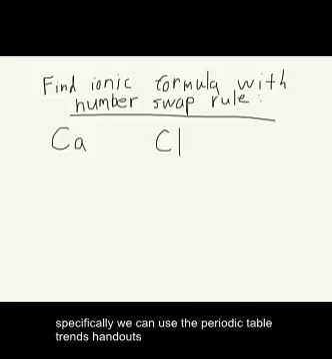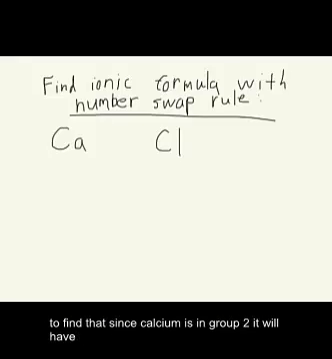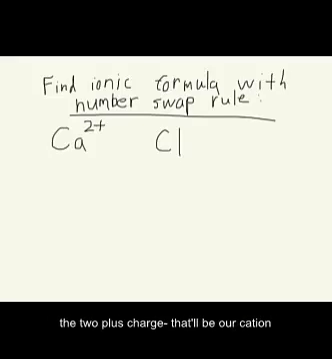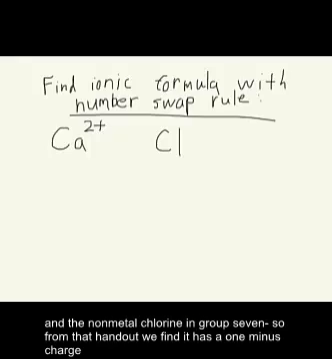Specifically, we can use the periodic table trends handout to find that since calcium is in group 2, it will have a 2 plus charge, that'll be our cation, and the nonmetal chlorine is in group 7, so from that handout we find that it has a 1 minus charge.